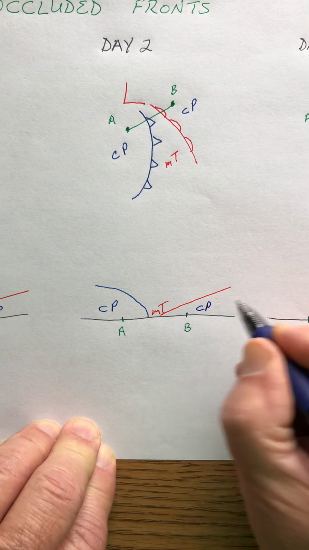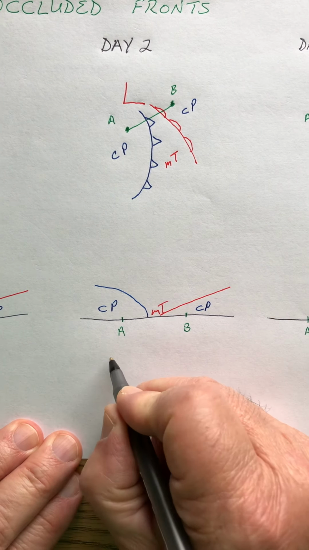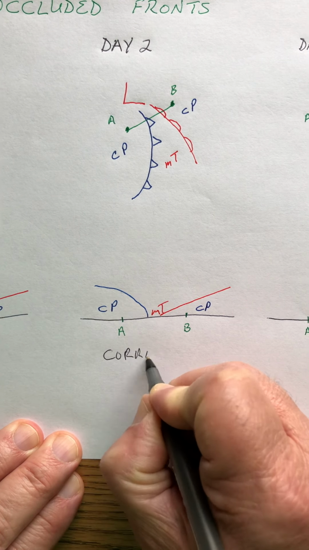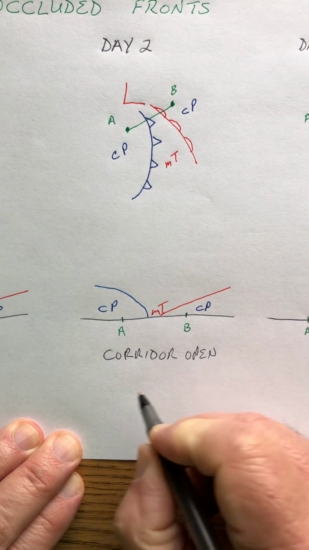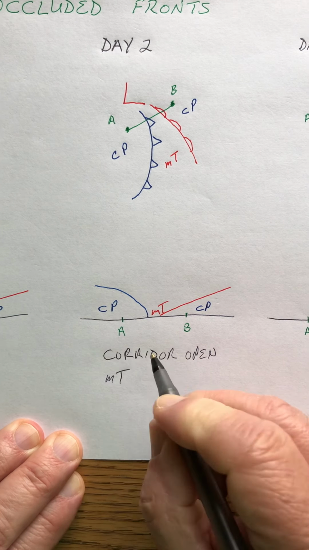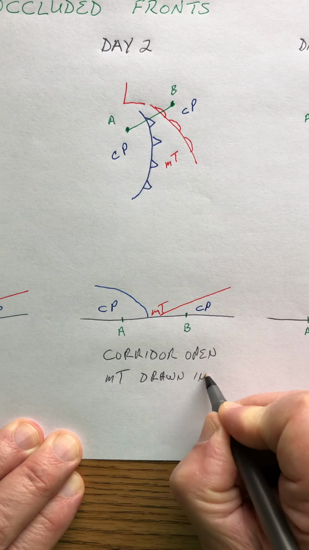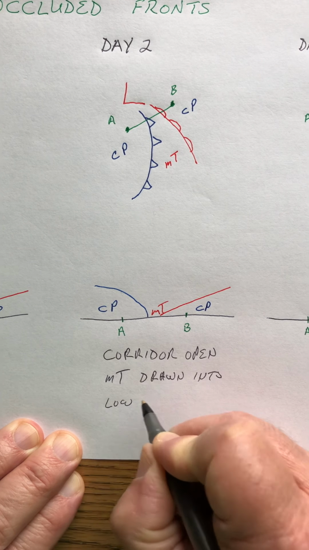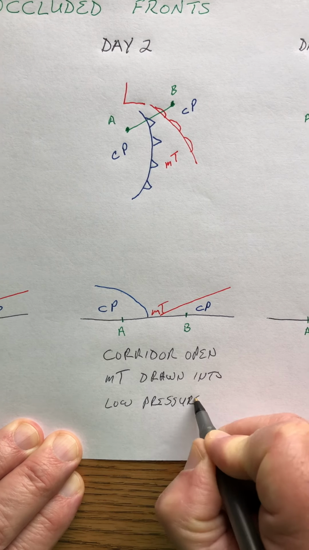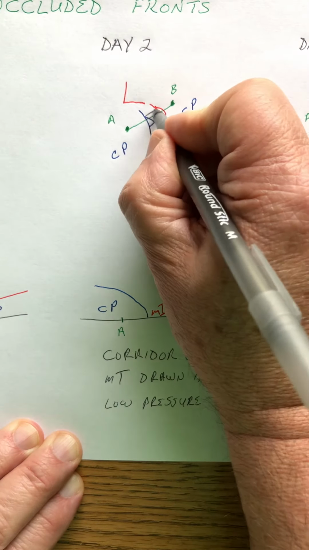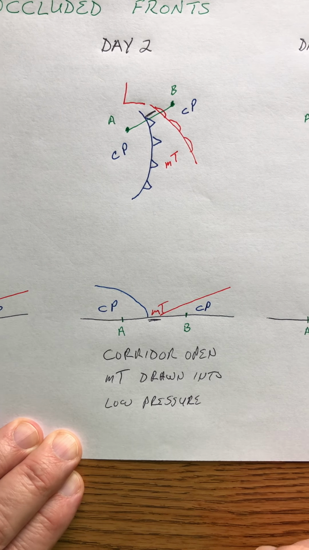So notice what has happened here. The corridor is still open, so we can write that in there. The corridor is open for maritime tropical air to be drawn into the low pressure. But notice that that corridor is getting smaller. There's still a bit of an opening here, but that corridor is getting smaller.